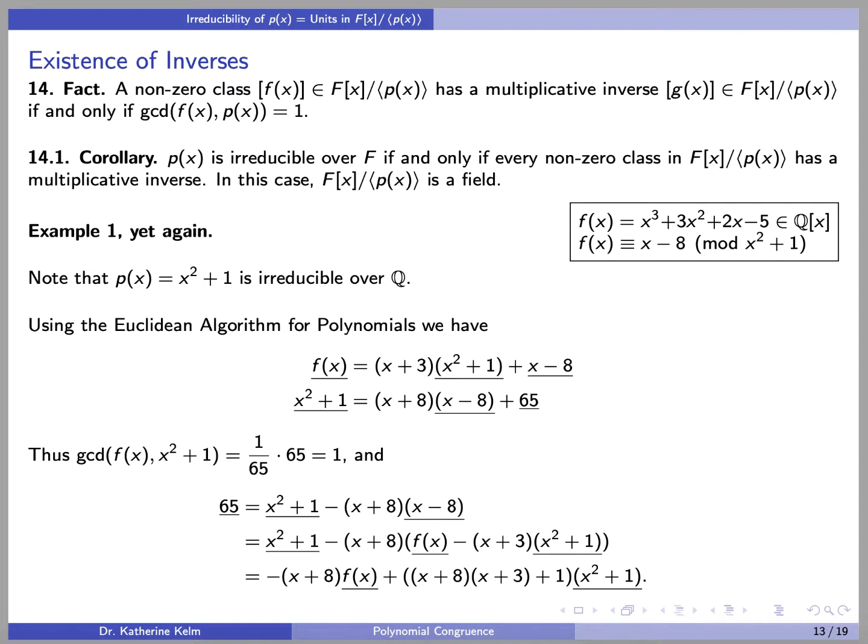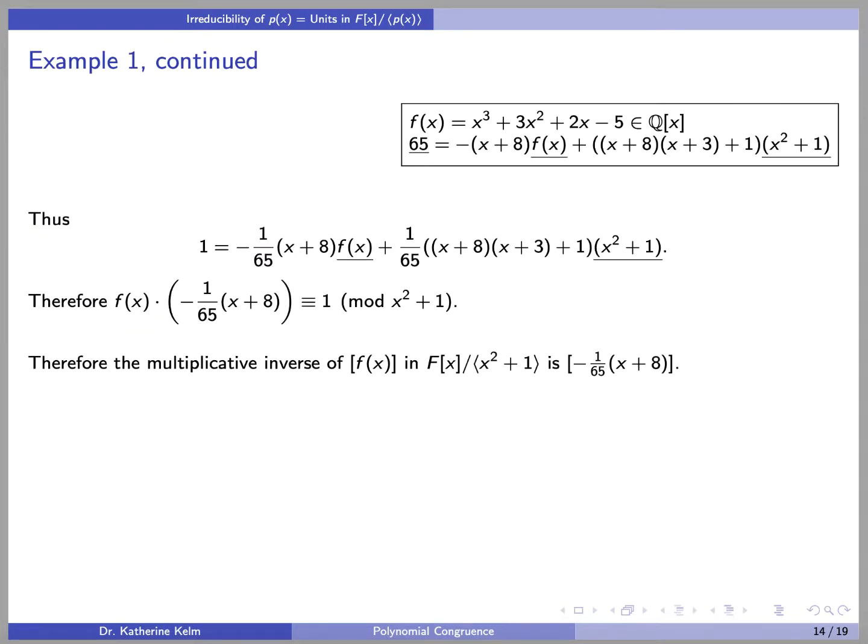And we can reverse the steps of the Euclidean algorithm to write 65 as a linear combination of f of x and x squared plus 1, and then divide through by 65 to get 1 as a linear combination of f of x and x squared plus 1. Note then that if we take both sides modulo x squared plus 1, this term, being a multiple of x squared plus 1, is congruent to 0 mod x squared plus 1.